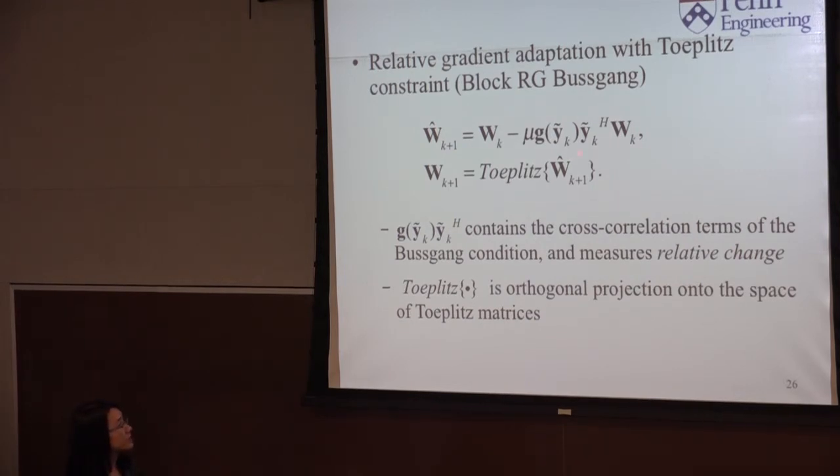So if GY Hermitian is large, that means we are far from steady state, and the change should be large. If it is small, then the change should be slight. And with this adaptation, the second step is to force the Toeplitz constraint by taking averages along diagonals, and that can be proved to be an orthogonal projection onto the space of Toeplitz matrices.